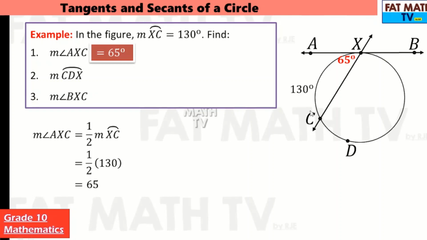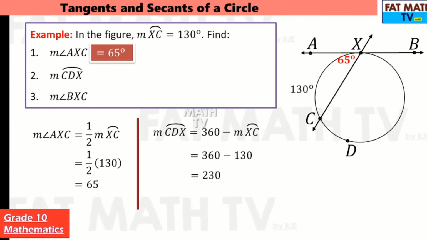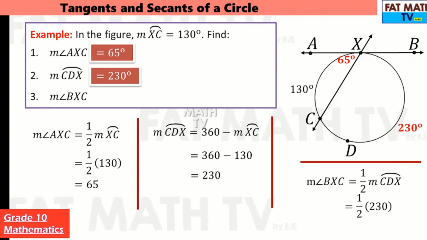How about measure of arc CDX? CDX and XC form the whole circle. So it's just 360 minus 130. So 360 minus 130 is 230. So 230 degrees. And that is the intercepted arc of angle BXC. So the measure of angle BXC is half of 230. Half of 230 is 115.